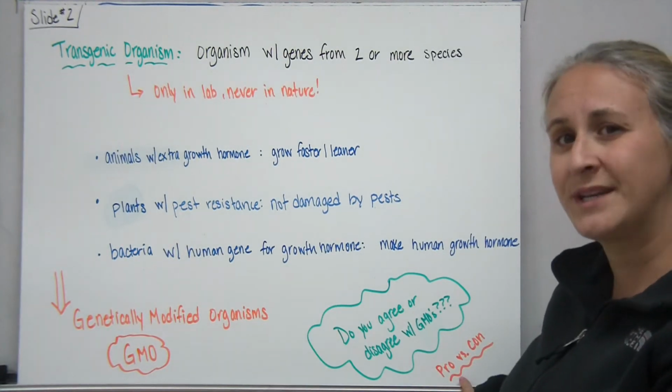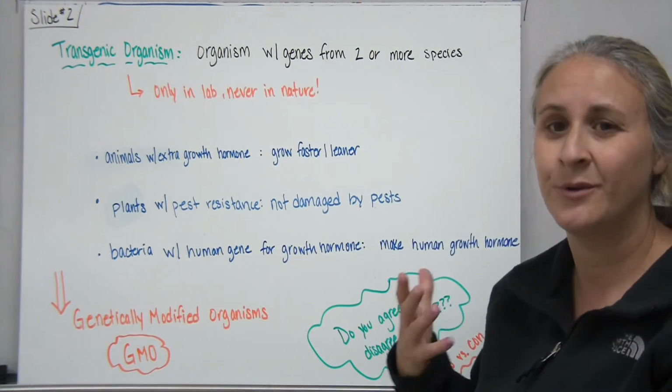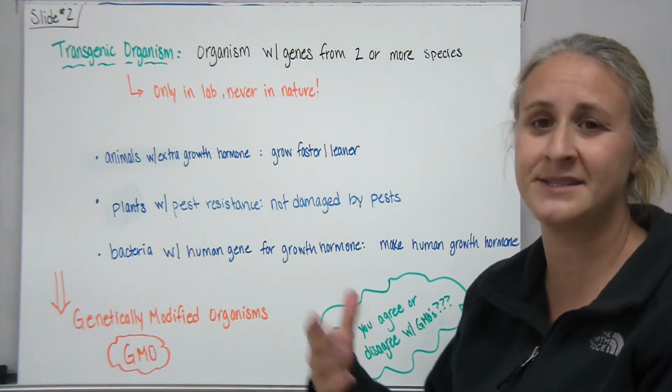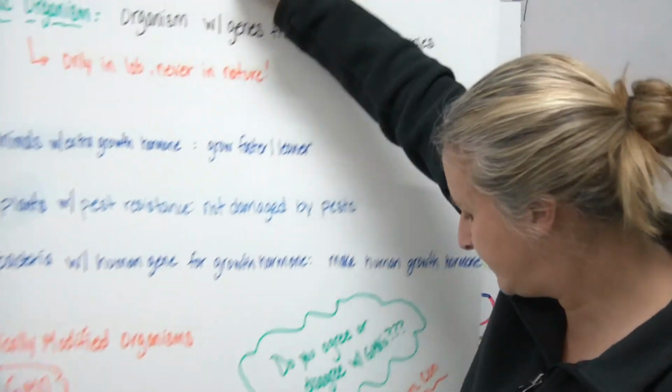Think about some of the pros and cons that come along with creating transgenic organisms. We're going to discuss these issues in class and sort of come up with a little bit of a debate for ourselves.